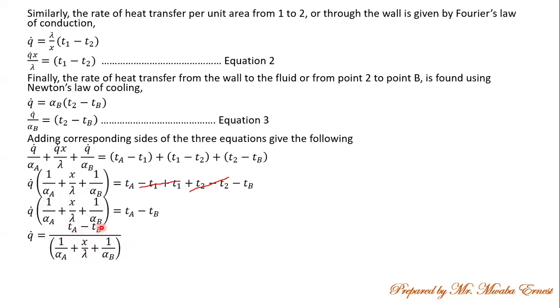TA minus TB over 1 over lambda A, 1 over alpha A plus X over lambda plus 1 over alpha B. Remember, this is a standard model. Suppose the wall had several layers, this must be extended also to incorporate those layers, because this is for a single layer wall undergoing some cooling.